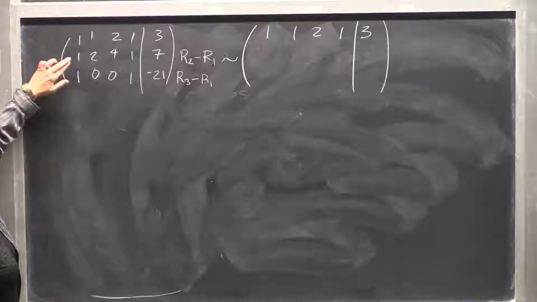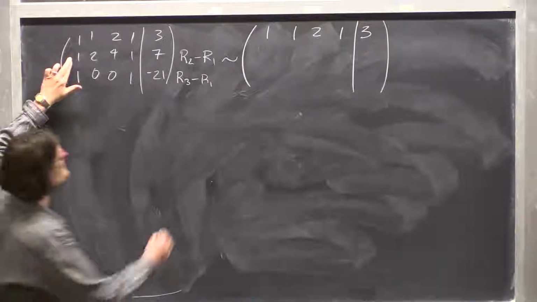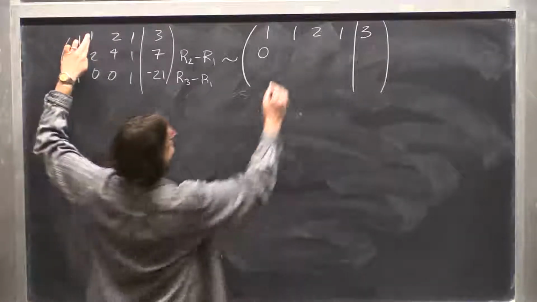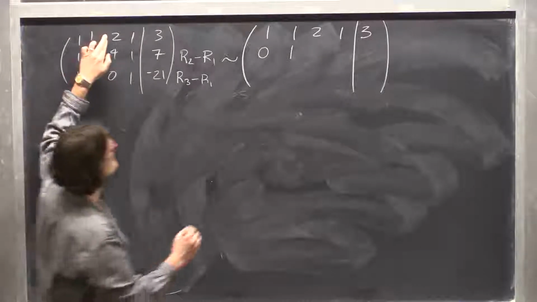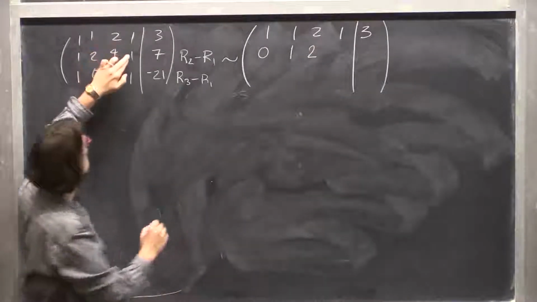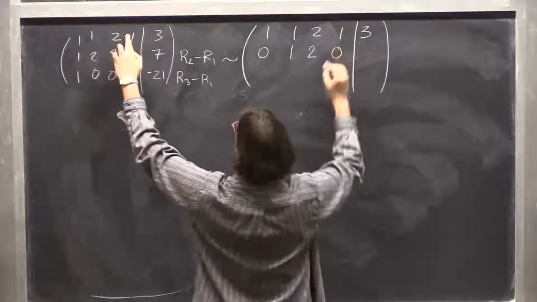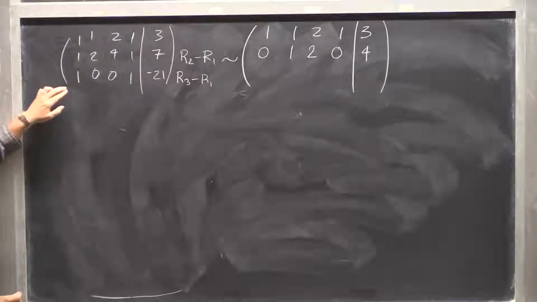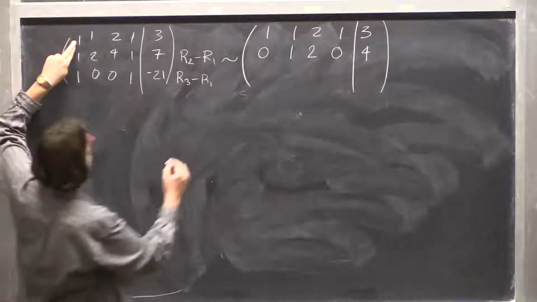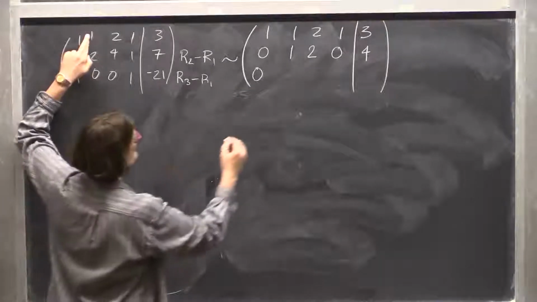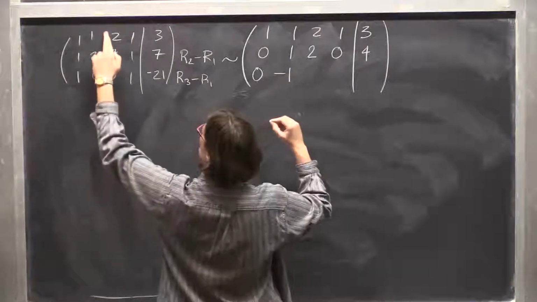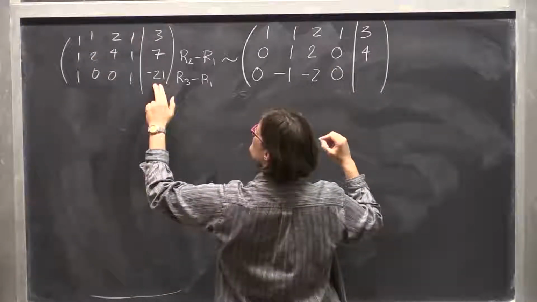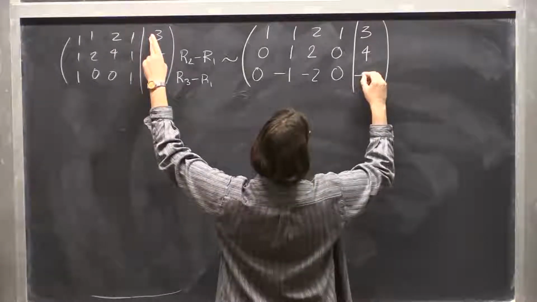Row 2 minus row 1. 1 minus 1 is 0. 2 minus 1 is 1. 4 minus 2 is 2. 1 minus 1 is 0. 3 minus 7 is 4. Row 3 minus row 1. 1 minus 1 is 0. 0 minus 1 is minus 1. 0 minus 2 is minus 2. 1 minus 1 is 0. Minus 21. Minus 3 is minus 24.